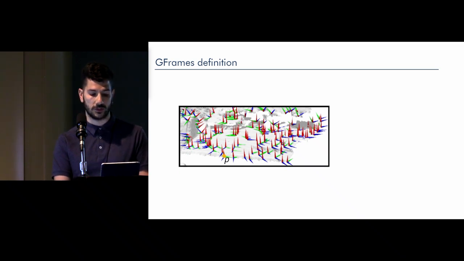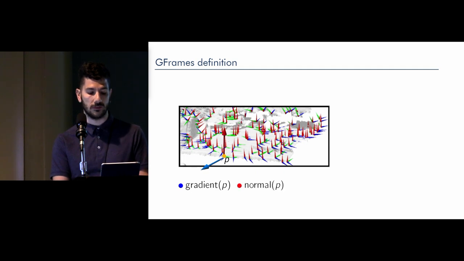The final local reference frame is obtained as follows. The X-axis is the projected gradient, the Z-axis is the normal at point P, and the final Y-axis is the vector product between the Z and X axes.